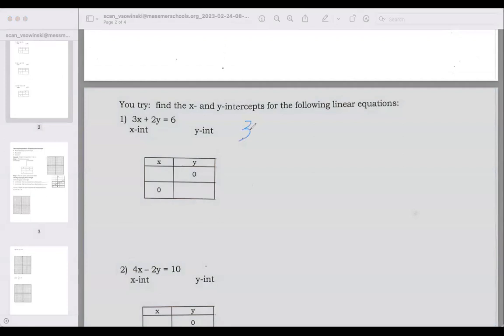Okay, so 3x plus 2y equals 6. I'm going to plug in 0 for my y. So this is going to go in as a 0. That's going to end up canceling, right? Because 2 times 0 is 0. So you're left with 3x equals 6. And then you'll divide by 3 and you will get x equals 2.